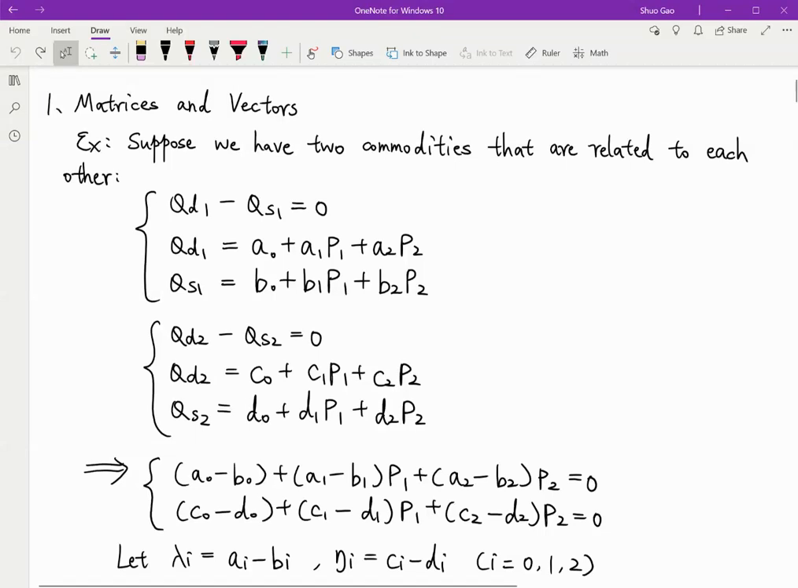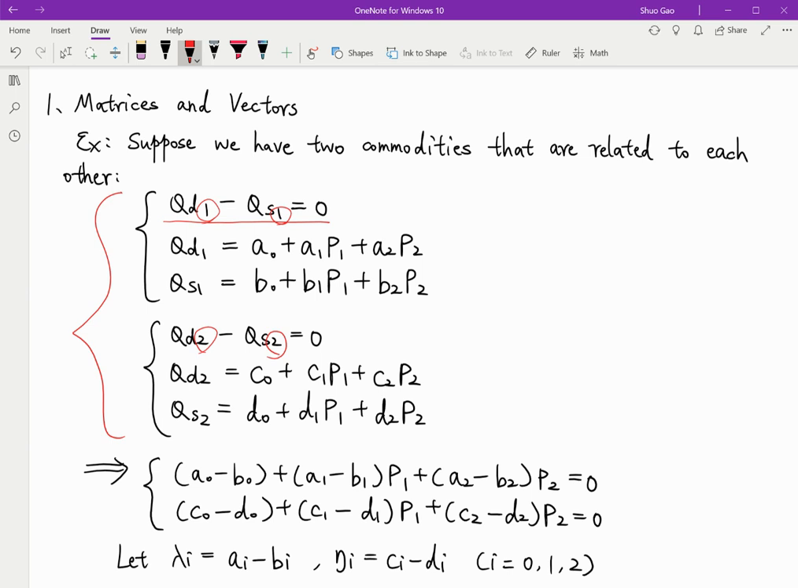So suppose we have two commodities that are related to each other. So these are the equations, you should be familiar. This is QD1 minus QS1 equals 0. So this is the same as last time, but we have two commodities here. So we have D1 and S1 as the notation for the first commodity, and then D2 and S2 is the notation for the second commodity. So here we have a total of 6 equations.